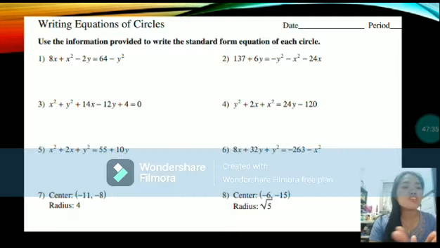Okay, so that's it. You're going to write that on your pre-calculus activity notebook.